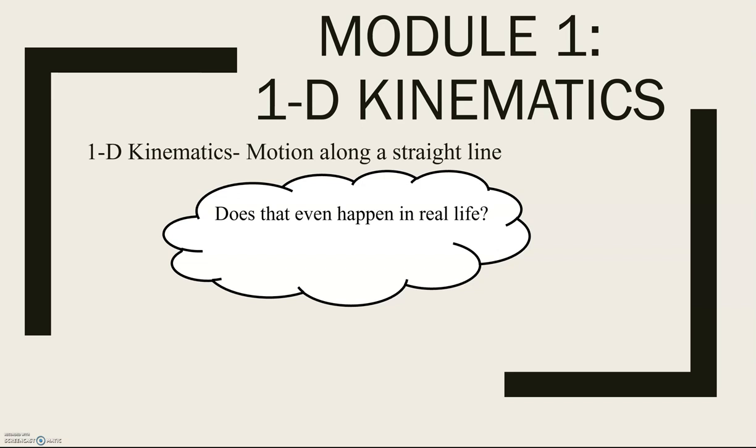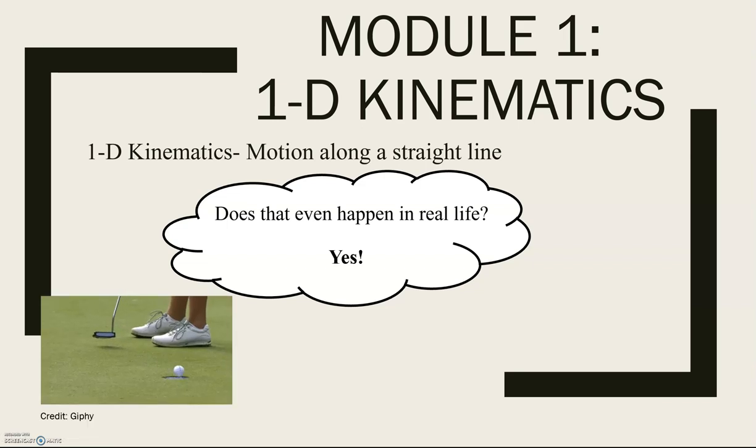So the question you may be asking yourself right now is, does this one-dimensional motion, or motion along a straight line, even happen in real life? So the answer to that is yes. One of the examples is in sports, and I just have this example of somebody hitting a golf ball into a hole, but it can be applied to a bunch of other sports.